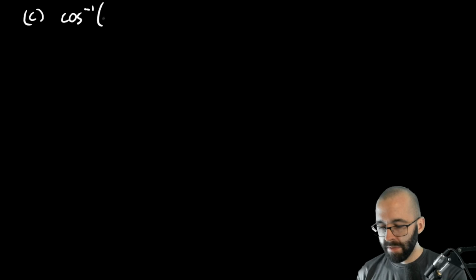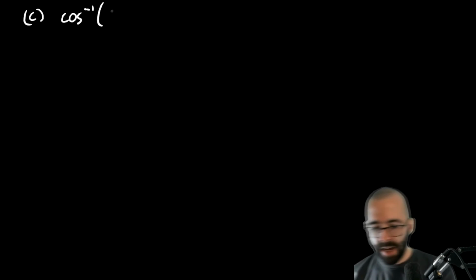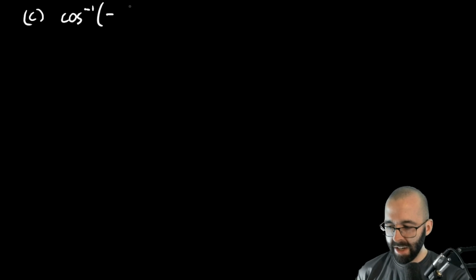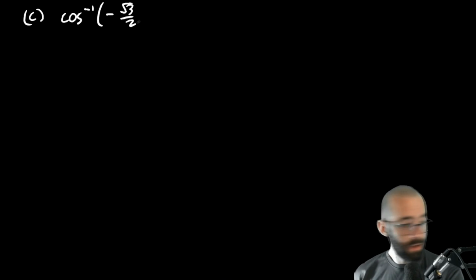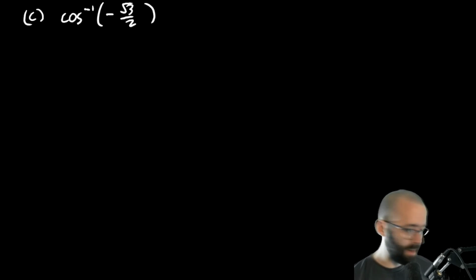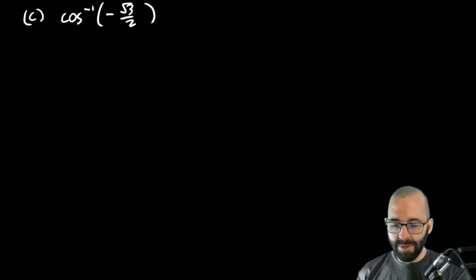Let's do part C, cosine inverse of, I wrote it really small and it's kind of dark in my room, negative root 3 over 2. Oh, also my lighting setup's different, but it seems to be working. Inverse cosine of negative root 3 over 2.